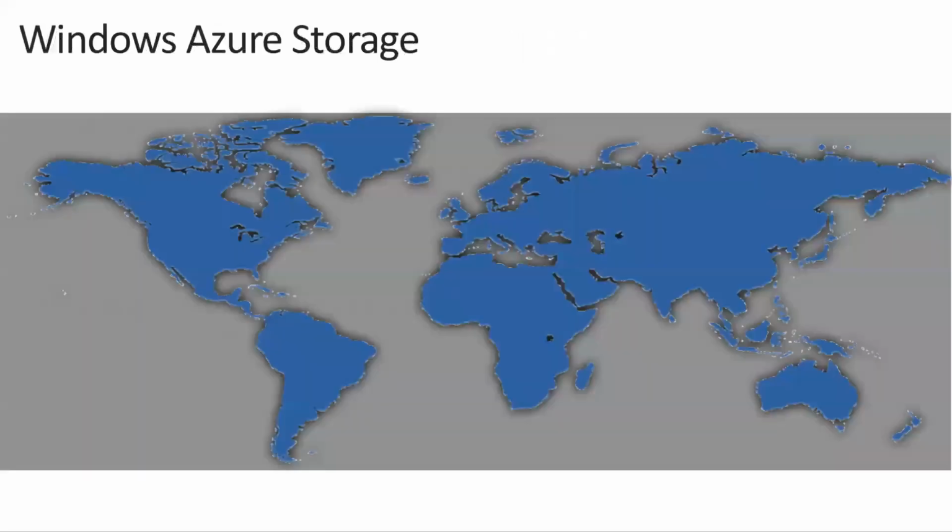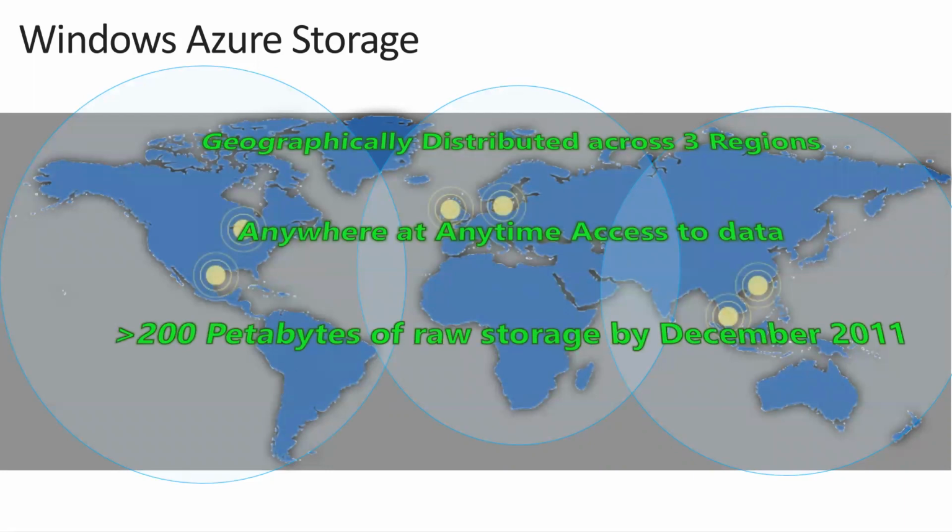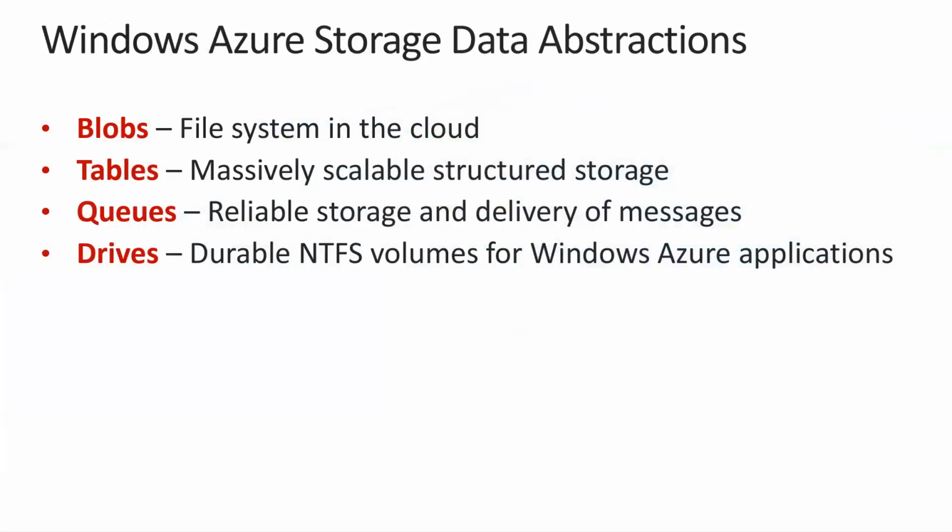So basically, Windows Azure Storage is a data service which is geo-replicated in multiple regions, and users can access their data anywhere at any time. And this service in 2011 was storing more than 200 petabytes of raw data. So what kind of data could be stored in this? People can store blobs. Blobs are basically your objects, so your videos, files, or images, any kind of stream of data.